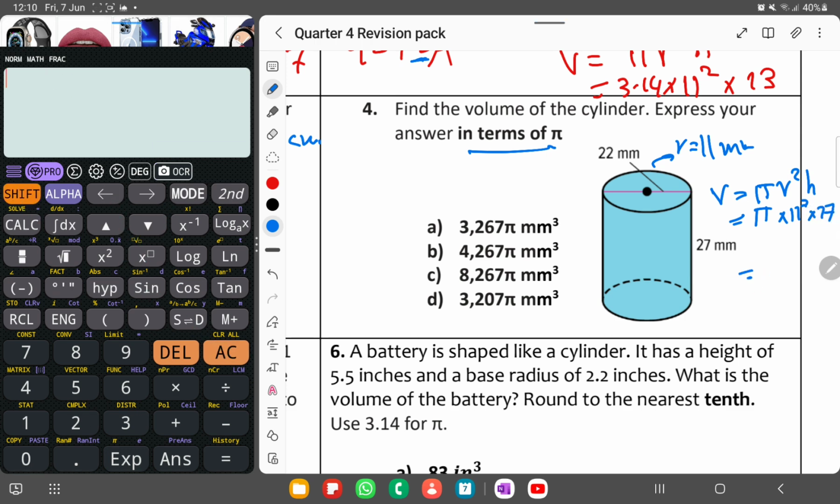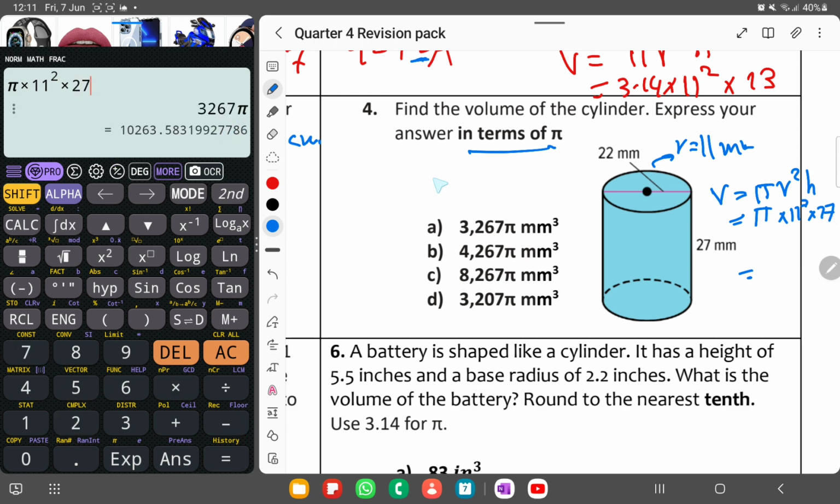Again, shift pi. Look, I would like to tell you a trick. The shift key lets you write anything that's yellow. Okay. So pi times 11 power 2 times the height, which is 27.